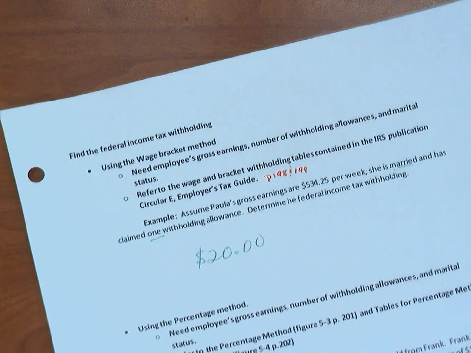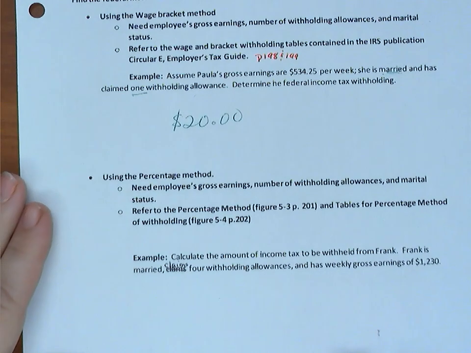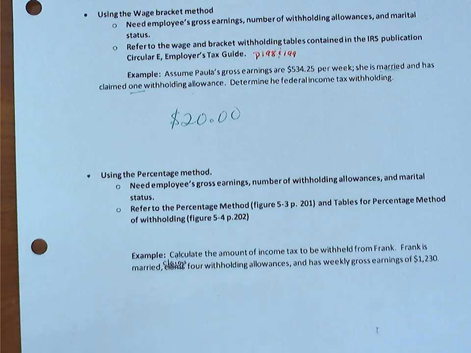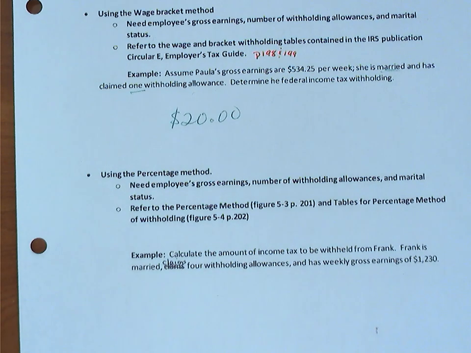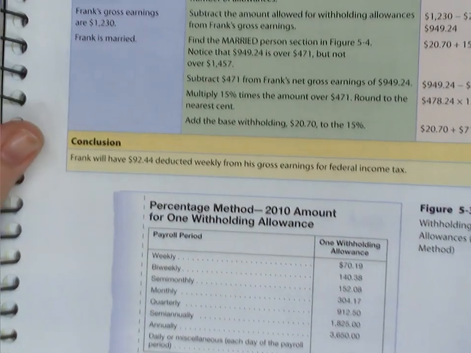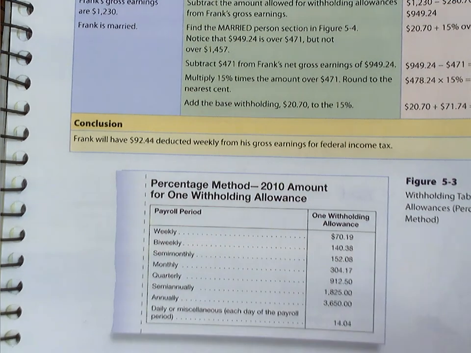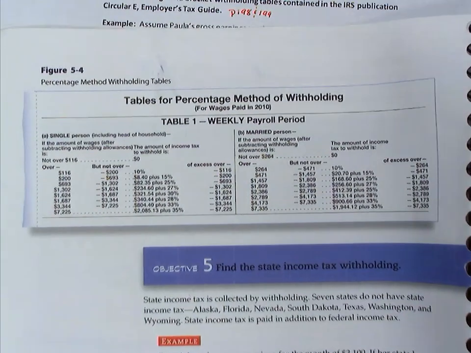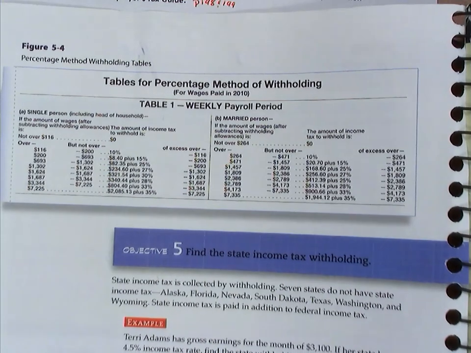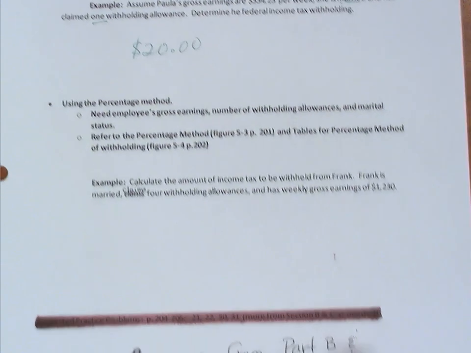The other method is to use the percentage method. Using the percentage method, you're going to use two different pages in the textbook, pages 201 and 202. There's two charts on there. This is the one that tells you how much allowance they get based on the number of withholdings. And then there's this one, which tells you what percentage they get and how much you pay on the amount above a given amount. We're going to look at both of those charts in just a second.